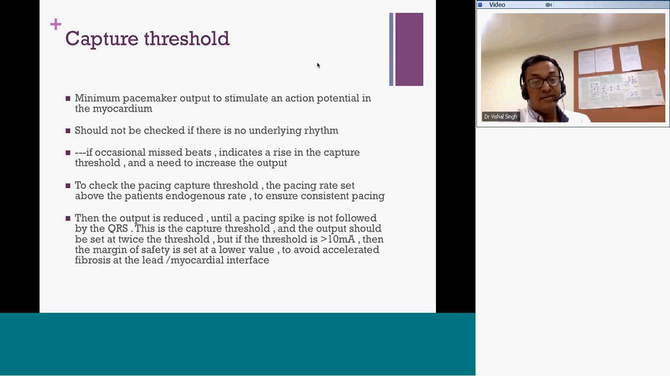If the pacing threshold is very high, you obviously can't keep it at 20. You have to keep it at a lower value, because the more output that you keep, the more the chance of accelerated fibrosis. So if the wire is placed properly, normally your threshold should be around 5 or 7, and you should be able to manage.